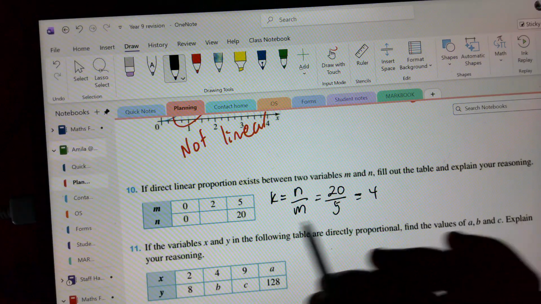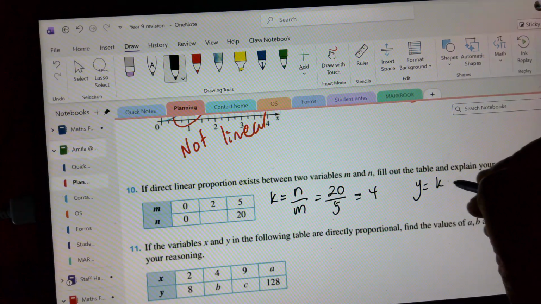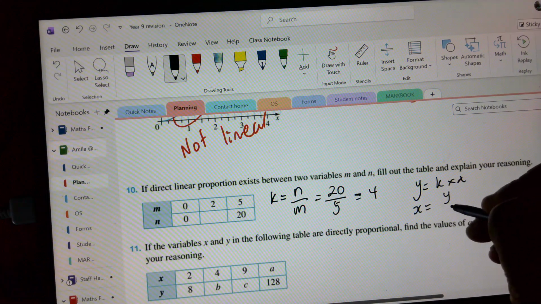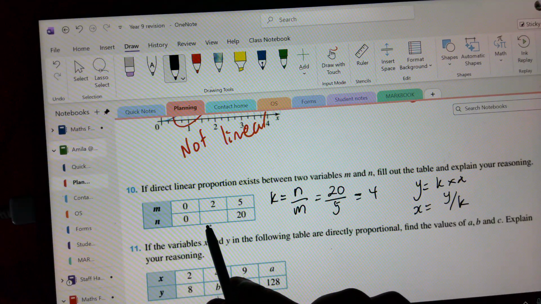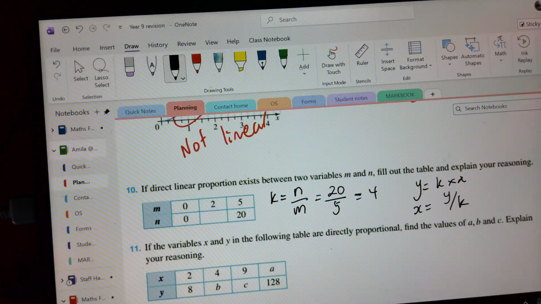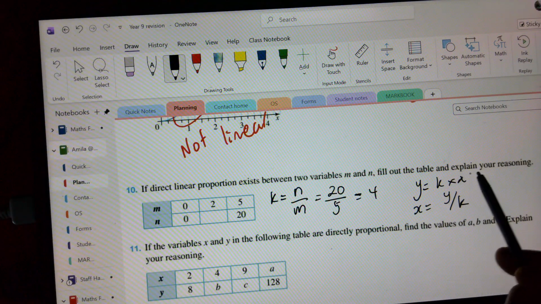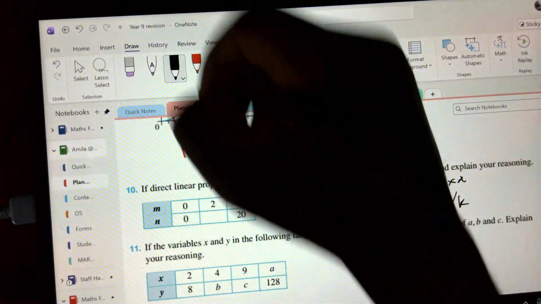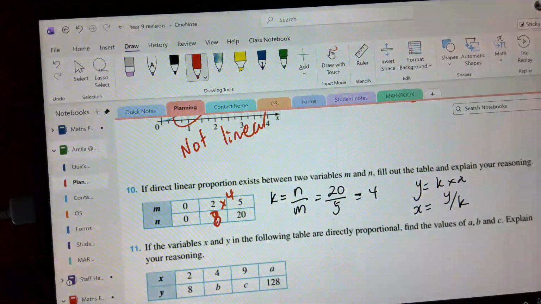So if k is 4, we know that y equals k times x, and we know that x is y divided by k. I'm trying to find my n variable, so that's my y variable in this case, so I'm going to multiply my k value of 4 by whatever the x variable is, which is 2. So here we're going to do 2 times 4, that's 8. So, and it's 8.